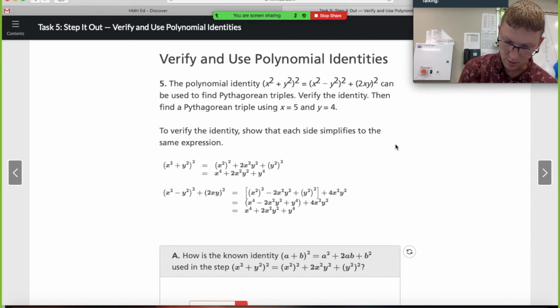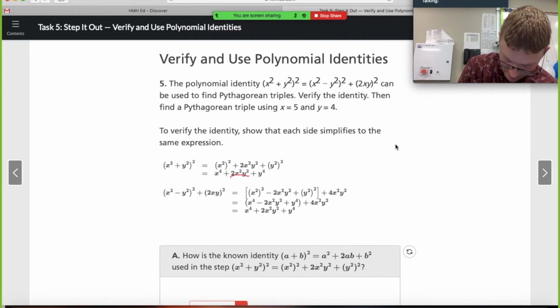So let's start with the left. We've got that right here, x squared plus y squared quantity squared. So if we use that equation from the previous example, we've got x squared squared plus 2 times x squared times y squared, right there, plus y squared squared. So again, that was the identity that we proved in the last example. So x squared squared is x to the fourth.